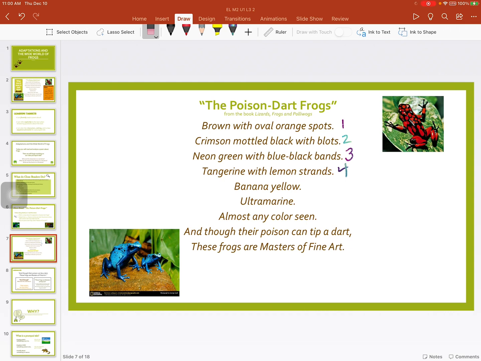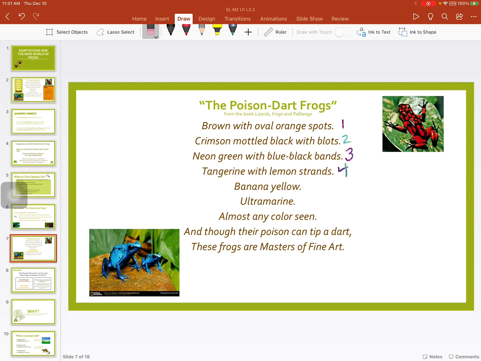Now I want you, on the bottom of page 8, to look at the first 4 lines. You can see that I have them numbered here: 1, 2, 3, 4. Pick one of those lines and draw what that frog would look like. So if I pick line 3, I would draw a neon green poisoned dart frog with blue-black bands. So black and blue bands, those are almost like lines. And that's how you're going to finish page 8.